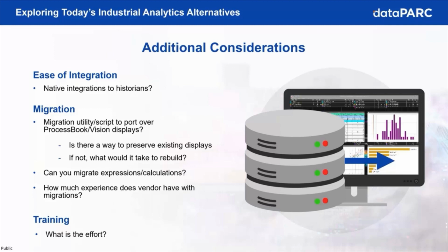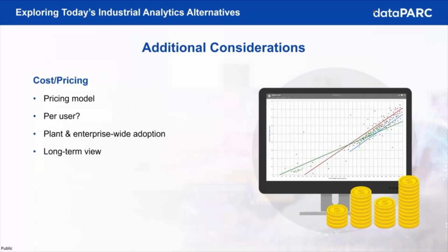How easy is the effort to train, as we're getting applications that are used by many different people? Training becomes critical, so we want to make sure that part's as easy as possible. And then the last consideration is, of course, cost and pricing. It has to be part of the equation.